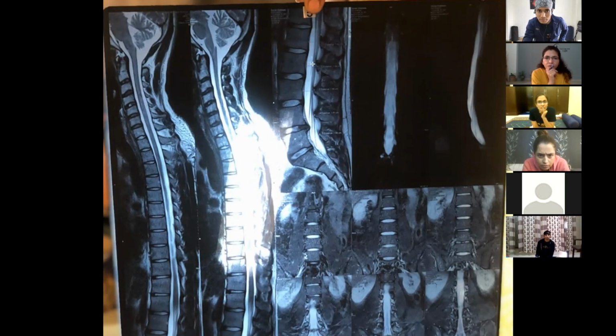So this is the spinal cord inside, the whitish one, can you see? And these are the discs, and this is the vertebra. Now look at this L4 and L5 in between. What is happening to the spinal cord? This is the spinal cord going on.